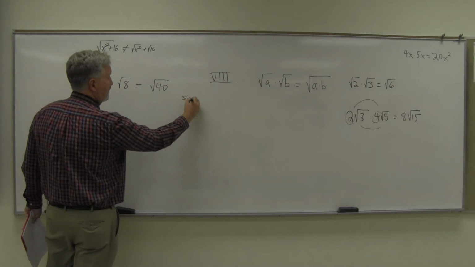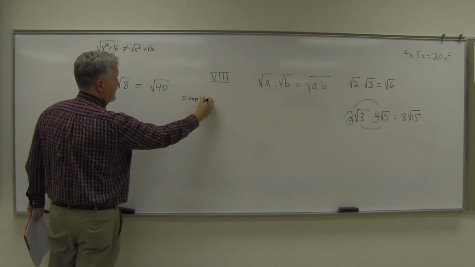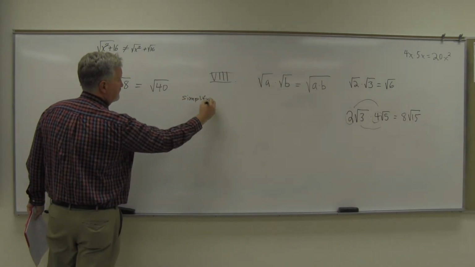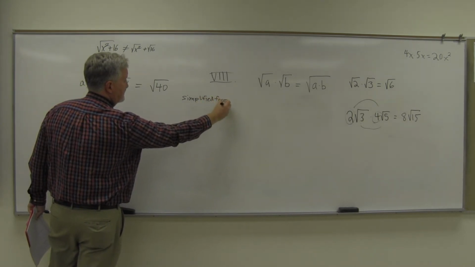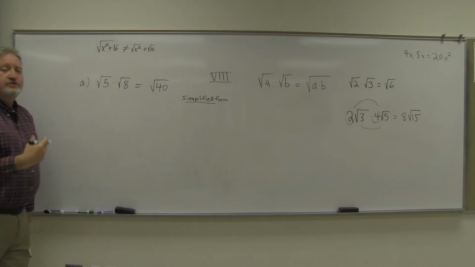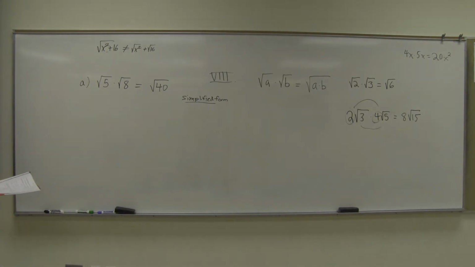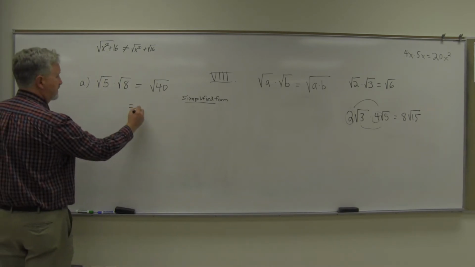And so what I'll be looking for on your homework and tests is simplified form. The answer needs to be in simplified form, which just means square roots need you to take out the perfect squares, like we did on number 7 there.